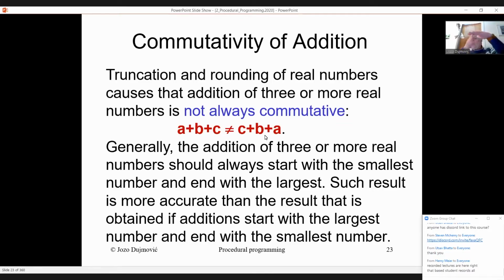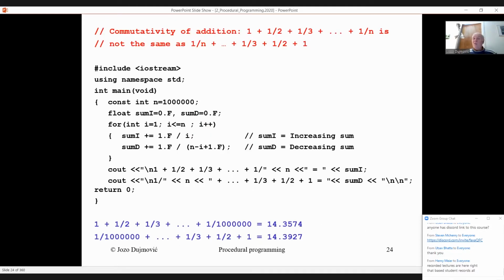Well, because if you add a large number and a small number, then you have to align decimal points. And if this small number is very small, a part of it is going to be simply truncated and cut, and you are not going to have it, making problems that are going to be visible. So floating point operations are not always commutative.